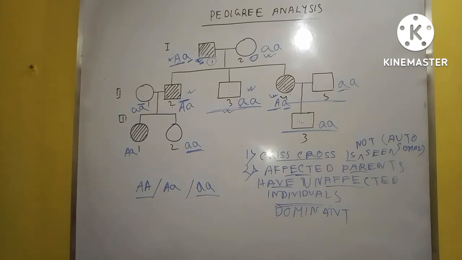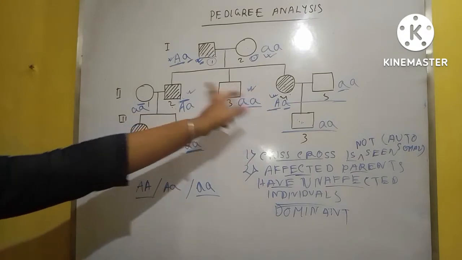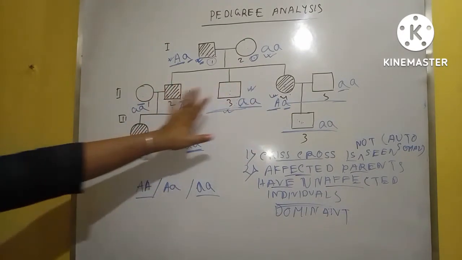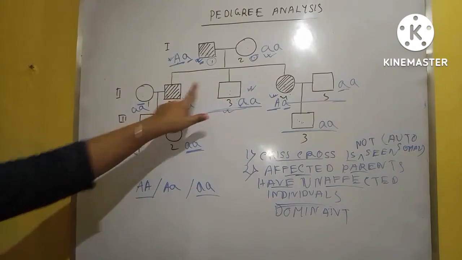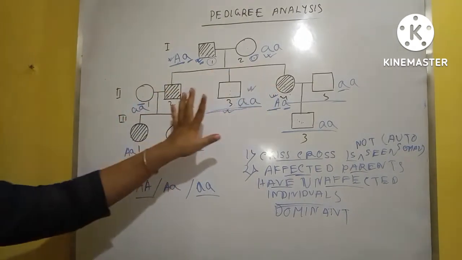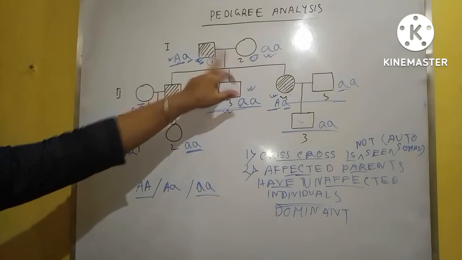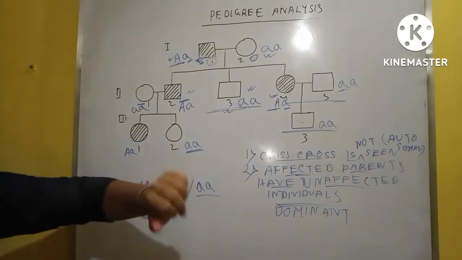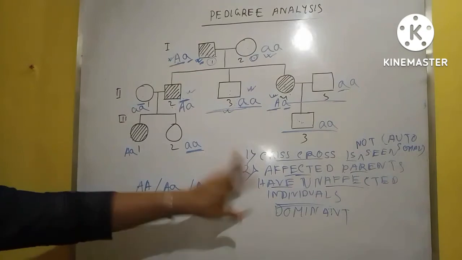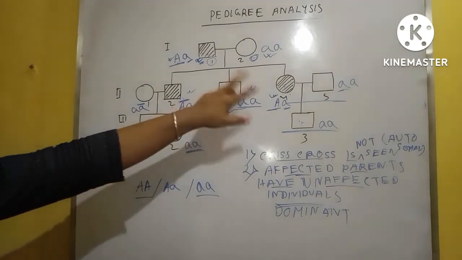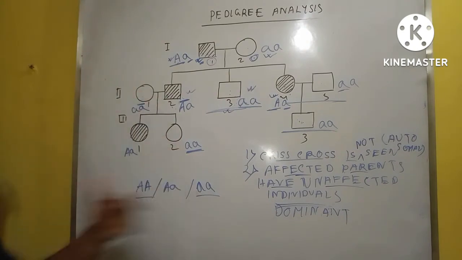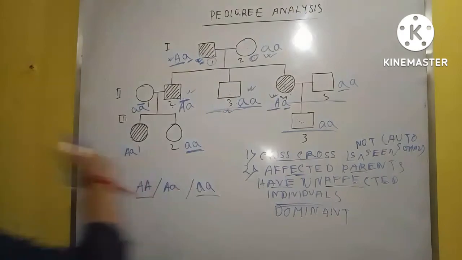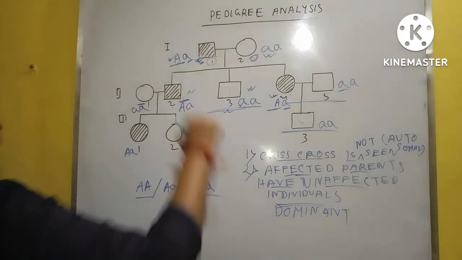And obviously another thing, that more than 50% in the second generation, you can see, are affected. So what important things do we learn? Crisscross is not seen here, so it is autosomal obviously, because male and female both are affected. And second, affected parents have unaffected young ones. That's why it is dominant. And another reason for dominance is that more than 50% here are affected. And generation skipping is not seen here. So this is autosomal dominant. And these are the actual genotypes. Clear?